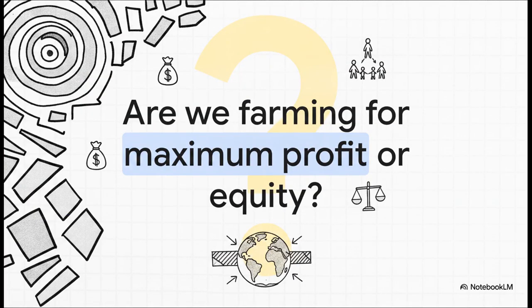And that brings us to the end of our explainer today. We've stepped far outside of Johann von Thunen's beautifully simple, mathematically mapped concentric rings, and into the incredibly complex, unequal, and deeply human political reality of today's land use. As we look ahead at the future of our planet and consider exactly how we're going to feed billions of people sustainably, we're left with one really critical question to ponder. Are we farming for maximum profit or maximum equity?